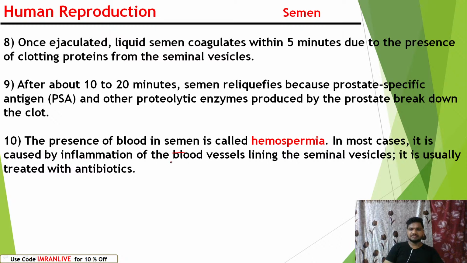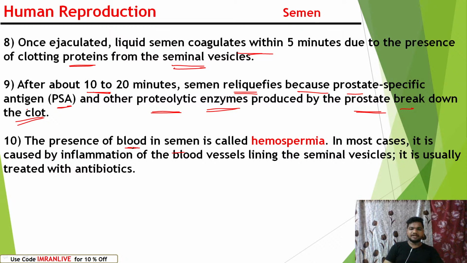Once ejaculated, liquid semen generally coagulates. As we discussed in the previous class, it will coagulate within 5 minutes due to the presence of clotting proteins from the seminal vesicles. We already studied these things. After 10 to 20 minutes, the semen again liquefies because prostate specific antigen is present. Due to prostate specific antigen, and other proteolytic enzymes produced by the prostate, the clotted semen is broken down. Hope this is clear for everyone, right?